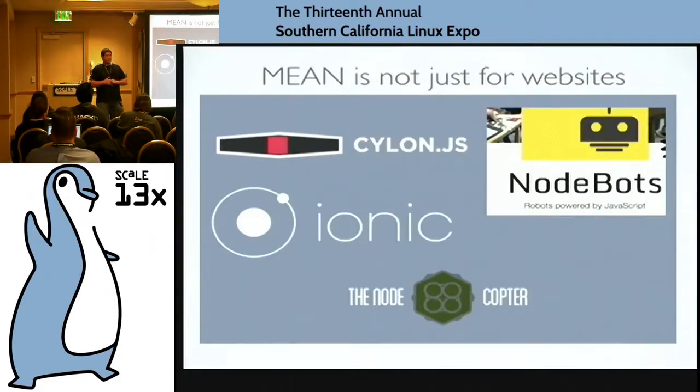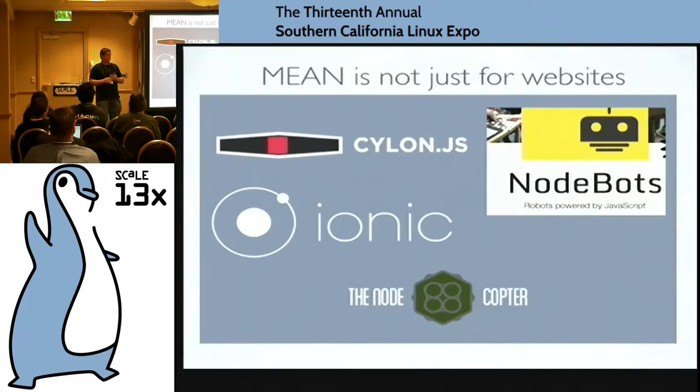And MEAN is not just for websites. I've been focused on websites here, but they're using Node.js everywhere. Everywhere you have software, you're going to need a good architecture and good tools. You can use MEAN.js. You've seen these guys actually, Cylon, here at SCaLE. They're a robotics platform entirely in JavaScript. NodeBots. Ionic is a mobile app framework built entirely in JavaScript.